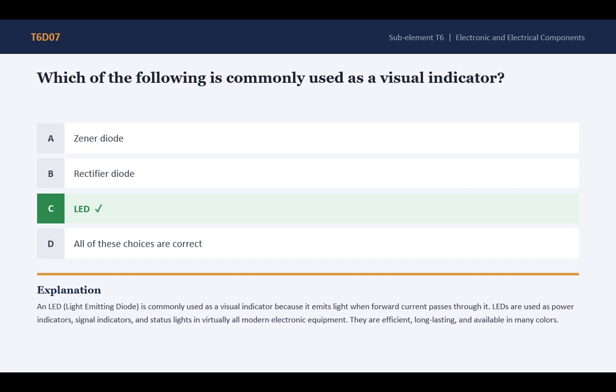Which of the following is commonly used as a visual indicator? C. LED. An LED, or light-emitting diode, is commonly used as a visual indicator because it emits light when forward current passes through it. LEDs are used as power indicators, signal indicators, and status lights in virtually all modern electronic equipment. They are efficient, long-lasting, and available in many colors.